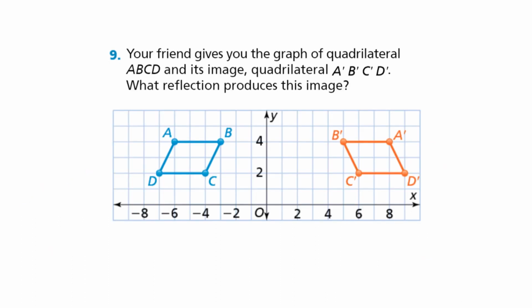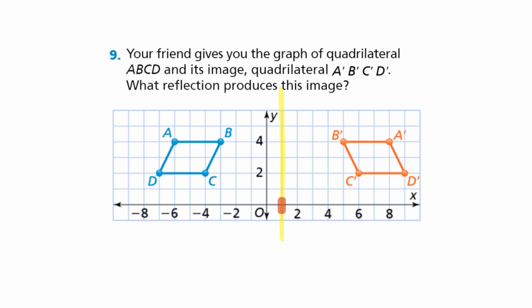For number 9, your friend gives you the graph of quadrilateral ABCD and its image, quadrilateral A prime, B prime, C prime, D prime. What reflection produces this image? So when looking for the line of reflection, we want to pick the line that is in the middle of the points. That value would be here at the +1 line on the x-axis.